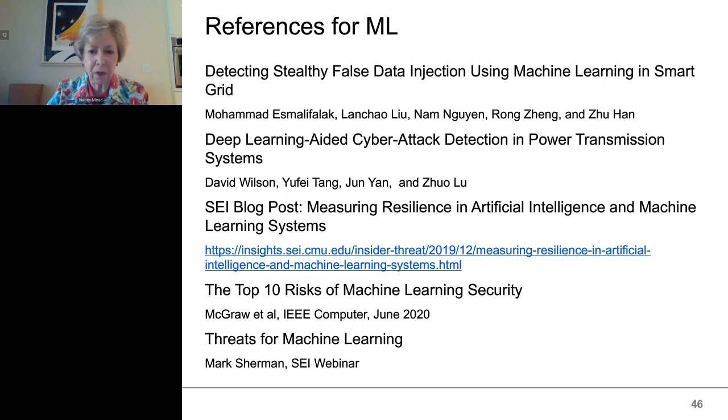There is also a blog post, once again, available for free. And in addition, Gary McGraw, who's well known in the software security area, now has an institute called Berryville Research Institute, I believe, that's developed the top 10 risks. And they've also done some architectural analysis for machine learning to try to understand the risks. So there's a lot that's available. Some of it can be pretty mathematical, but not all of it.